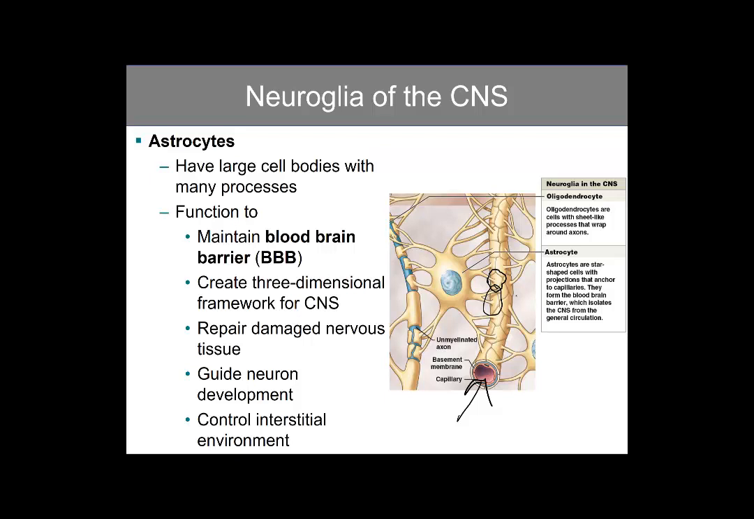In addition to maintaining the blood-brain barrier, astrocytes create a three-dimensional network for the central nervous system. They help repair any type of damage found within the nervous tissue. They guide neuron development as well as control the interstitial environment.